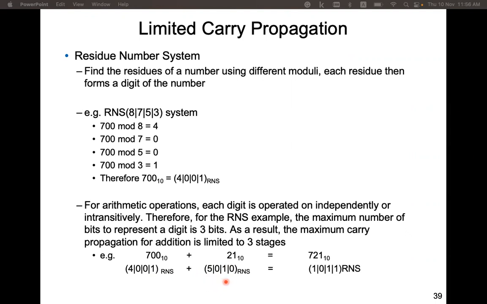Okay, now consider addition. The 700 plus 21. Because when you add two numbers and you divide the sum by a number, say A753, the remainder should be the sum of individual remainders, if overflow does not occur.